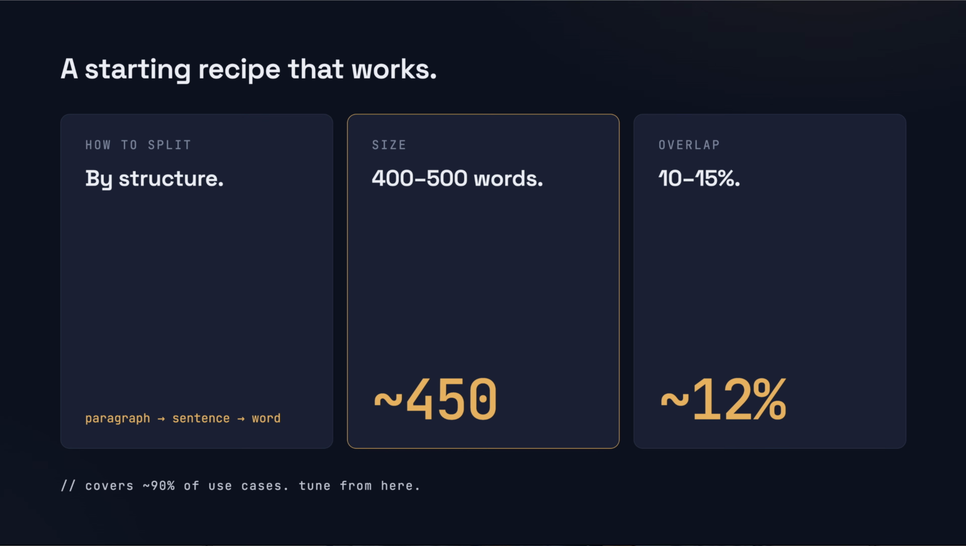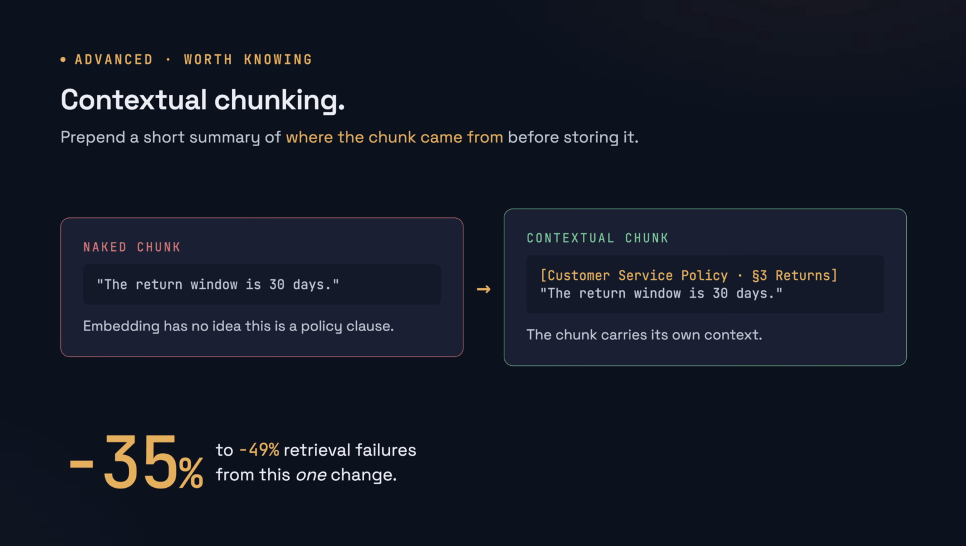The production sweet spot is around 400 to 512 tokens per chunk, with 10 to 20% overlap between consecutive chunks. That overlap is important. It means that if a thought spans 2 chunks, the second chunk still has some context from the first. One more advanced technique worth knowing is contextual chunking.